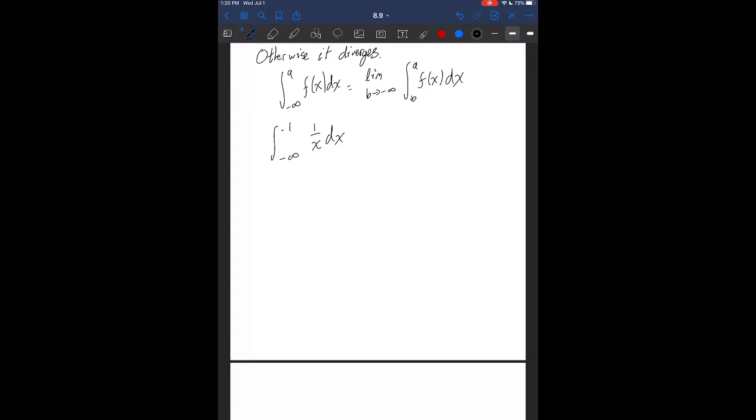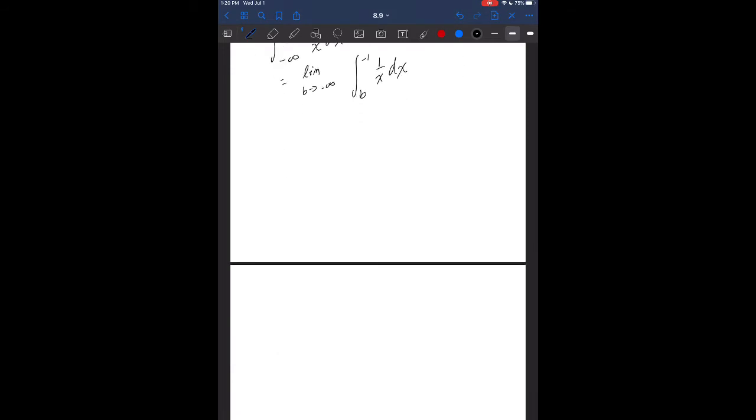Going straight into another example here, let's consider the integral from negative infinity now to negative 1 of 1 over x dx. Right, so by what we were talking about before, this is going to be equal to the limit now as b goes to negative infinity of the integral from b to negative 1 of 1 over x dx. Great. Keep this limit outside. The integral of 1 over x is going to be the natural log of the absolute value of x.